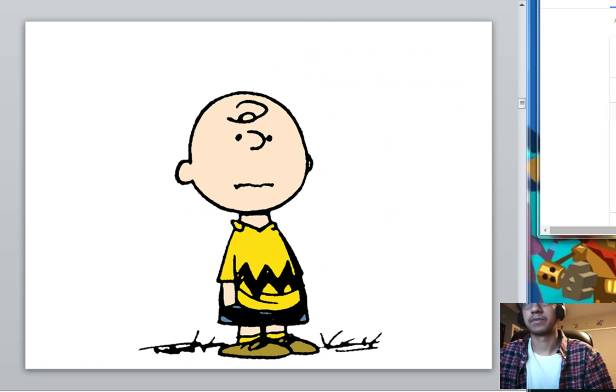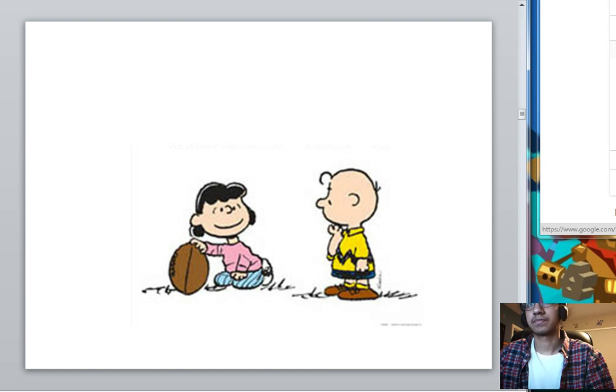This is Charlie Brown. He doesn't understand projectiles. And maybe it's because he never actually gets to kick a football himself.